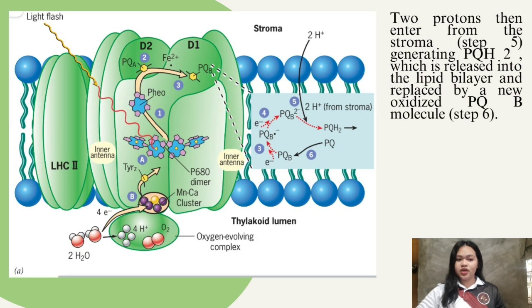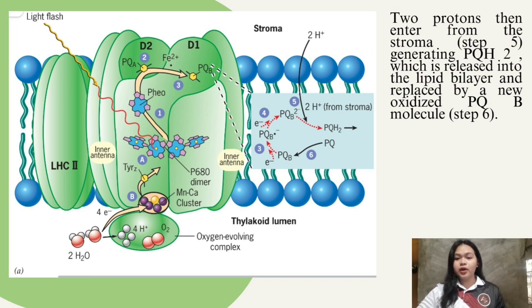The two protons then enter from the stroma, generating the plastoquinone radical H2, which is released into the lipid bilayer and replaced by a new oxidized plastoquinone radical B molecule.